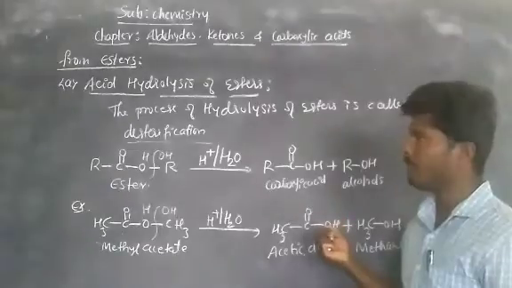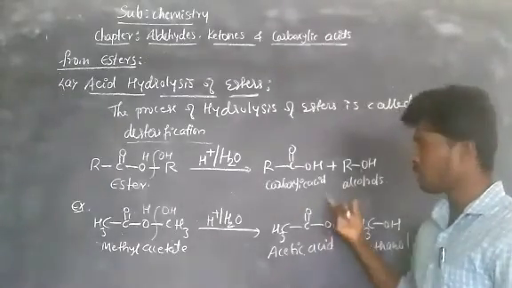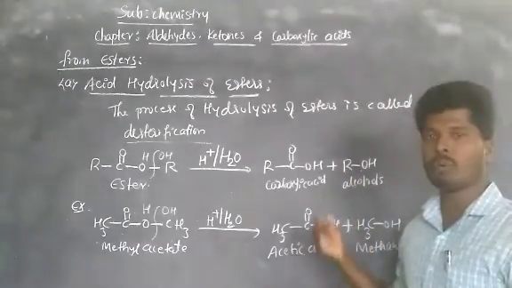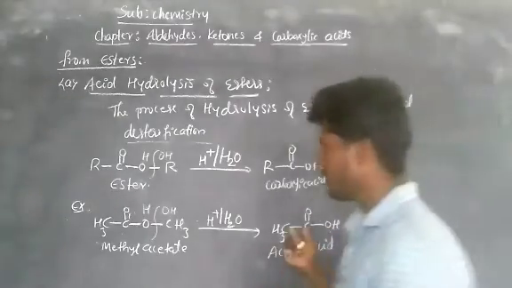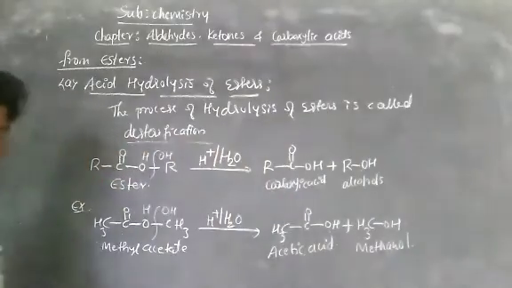Similarly, we can prepare carboxylic acid by base hydrolysis. Before going to base hydrolysis, let's take some more examples in the case of acid hydrolysis.